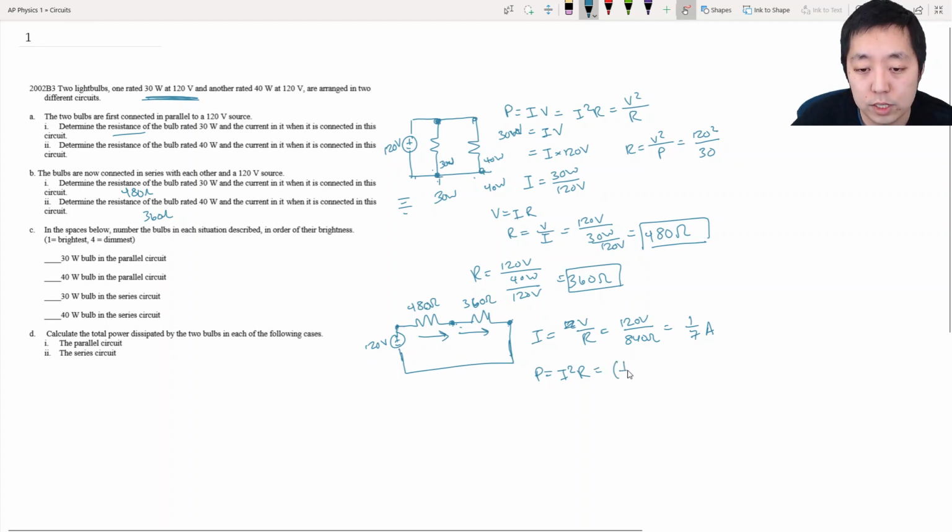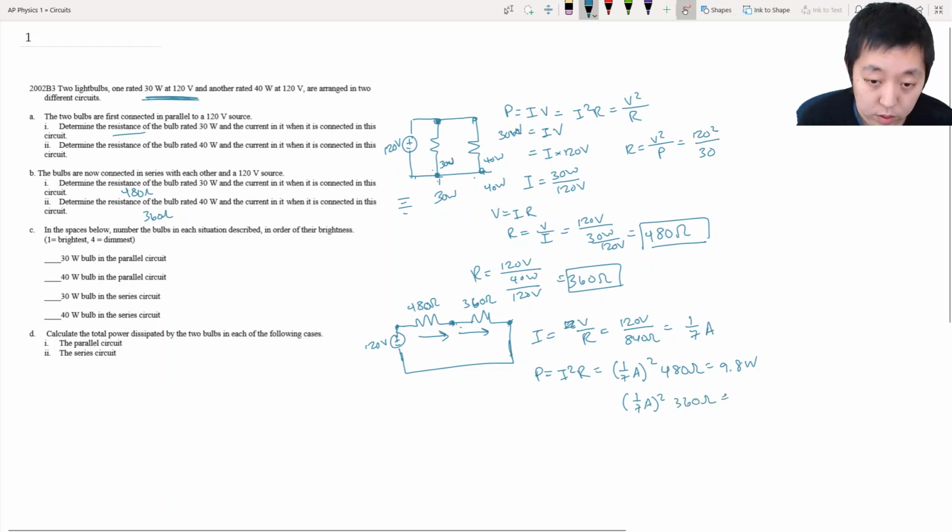And so this is 1/7 of an amp squared times the resistance, the 480 ohm, for example. And I get 9.8 watts. And then the other one times 360 ohm. It's 360 divided by 49. Oops, 49. And that's 7.3 watts.